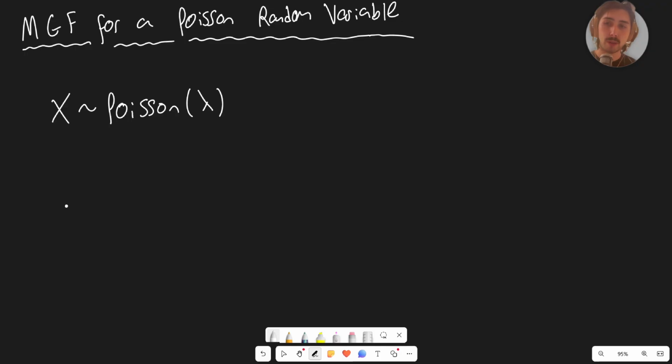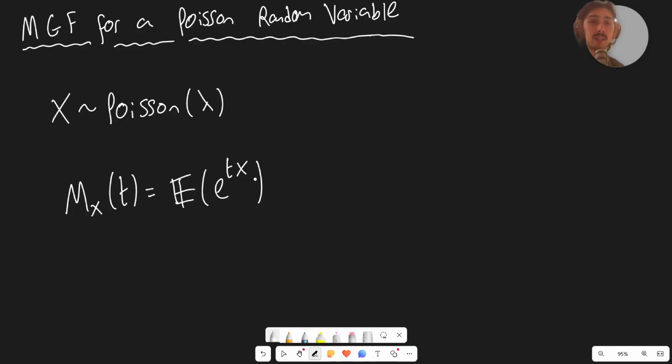So the moment generating function, written as capital M sub X of t, is defined as the expected value of e to the power of t times X, as always. Now, because X is Poisson, it is a discrete random variable. That means that the expected value is going to be in terms of a sum. And so we also need to work out what the sample space is for our Poisson distribution. For a Poisson distribution, the sample space is when X is 0 all the way up to infinity, every natural number and 0 as well. So this is what we're summing over.